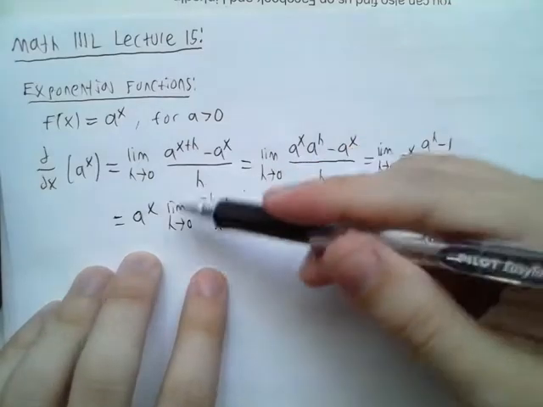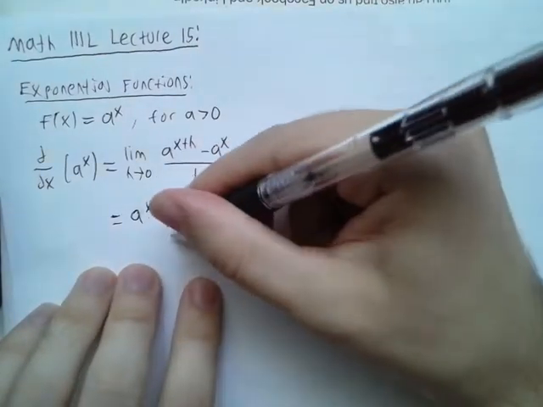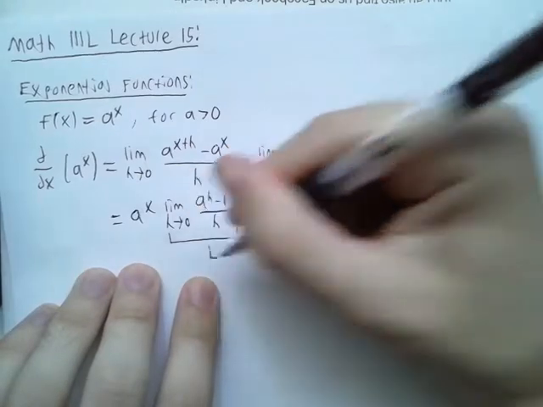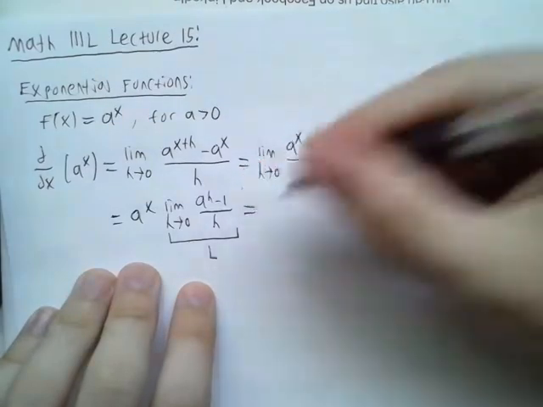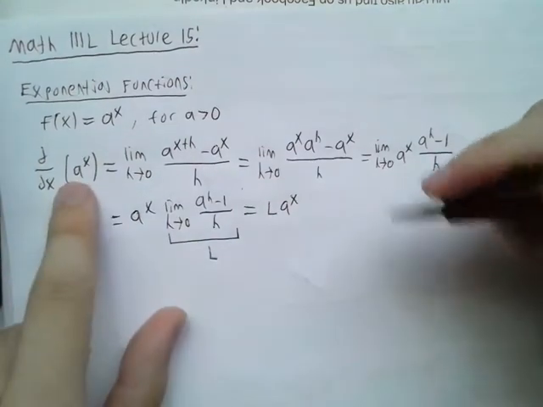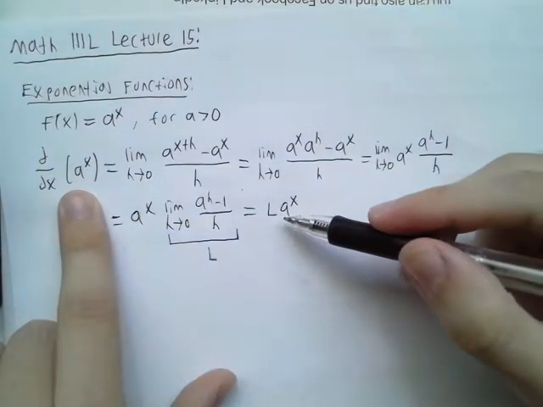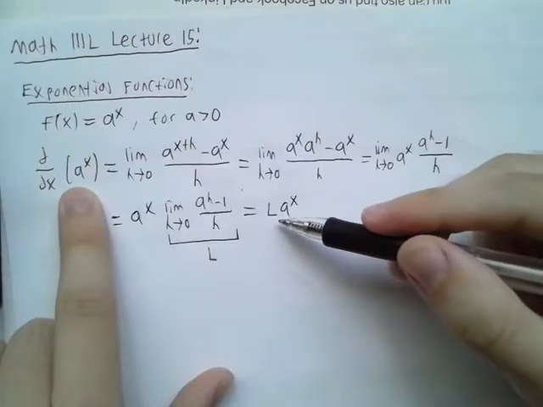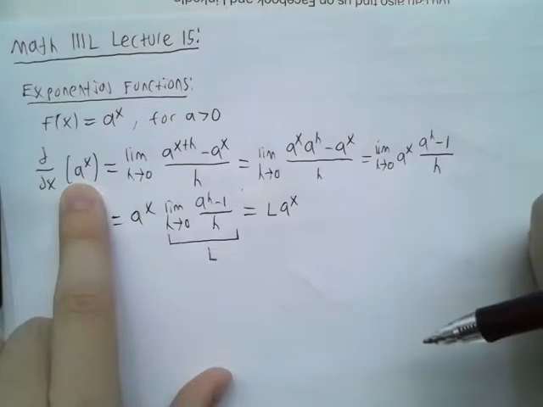Now, unfortunately, this limit here is not one that's easy to compute. I'm just going to call it L for the moment. So L is some constant. We don't know what its value is at the moment. If we do that, we can write this as L a to the x. So notice the derivative of a to the x is equal to a constant times a to the x. So in other words, the derivative of a to the x is proportional to itself. So that's sort of really interesting.